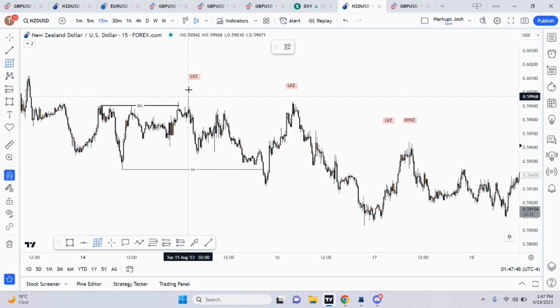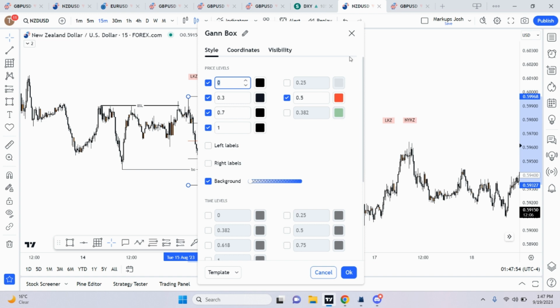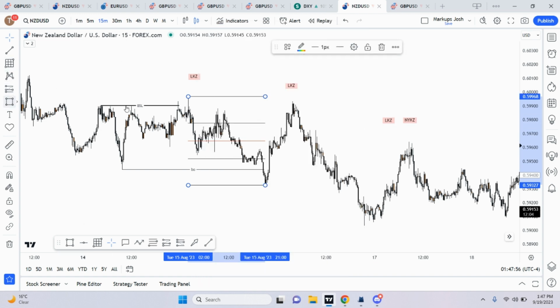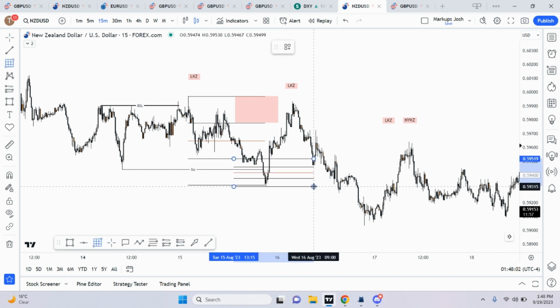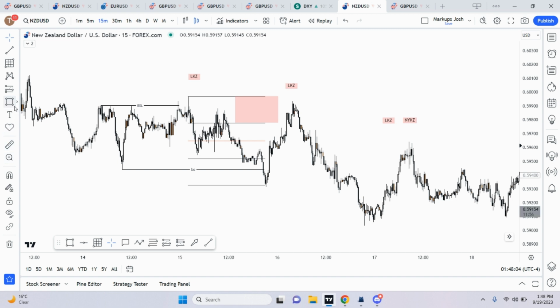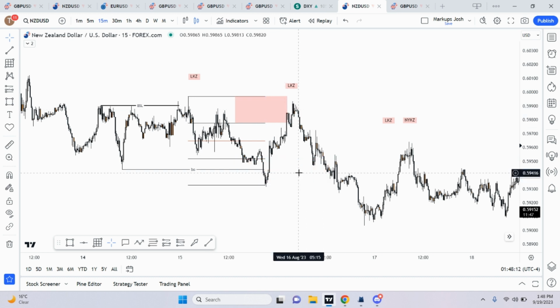So what I would basically do is I would draw on my structural range using a GAN box. And if you just want to see my settings here, I only trade from the higher 30% or lower 30%. So my sells must come out of this area and my buys must come out of this area. Right now we're looking at a sell side market, so we're going to be looking at this higher portion.